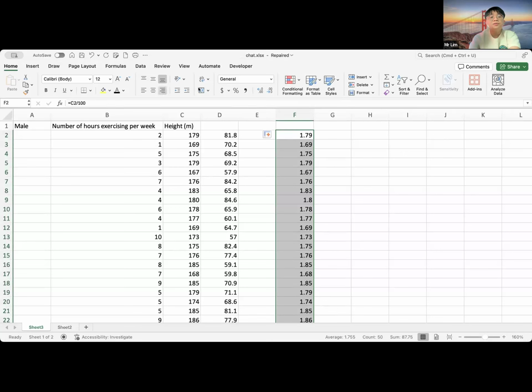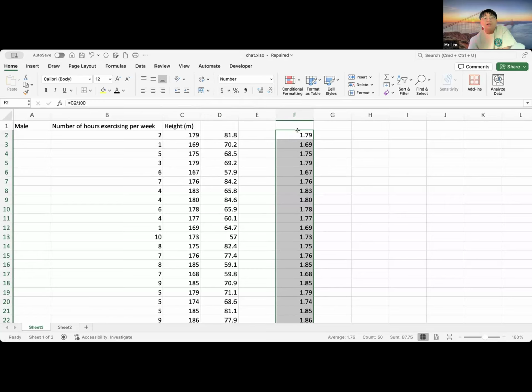To be consistent, I will press this to make all of them become two decimal places. For example, just now 1.8, just 1.8 only, but I wish to see 1.80. So what I do is click this one, increase the decimal. All of them make it to 2 decimal places.